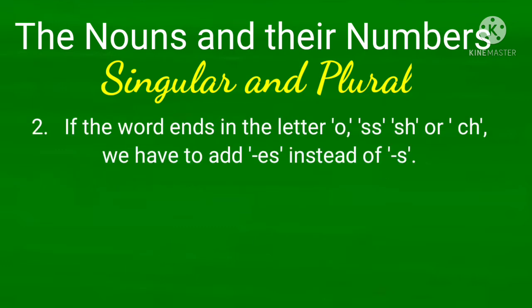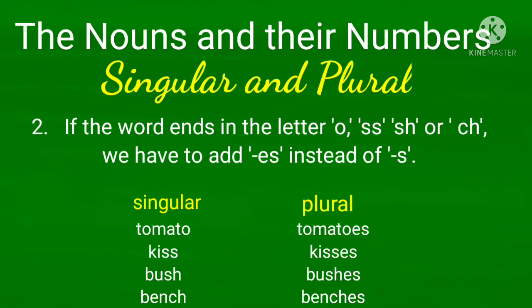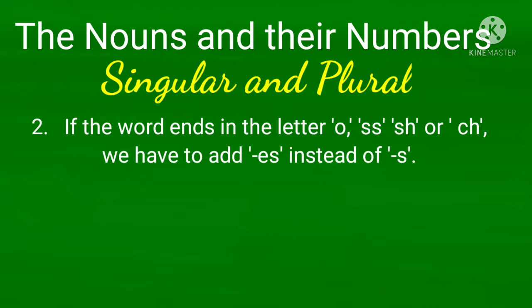But if the word ends in the letter O, SS, SH, or CH, we have to add ES instead of S. For example, tomato, tomatoes, kiss, kisses, bush, bushes, bench, benches, and so on.